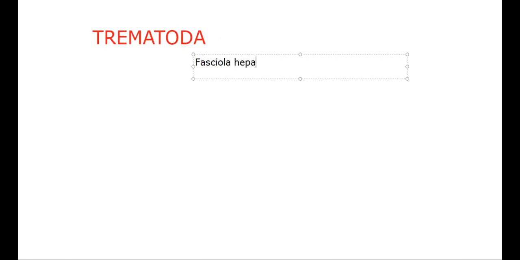Let's talk about Trematoda. It is a very interesting parasite. Here we are talking about Fasciola hepatica, which is commonly called liver fluke. I'll give a brief history of Fasciola hepatica so that you will be able to understand what is special about it. Let me write first: Fasciola hepatica, the scientific name of the parasite, commonly called liver fluke.